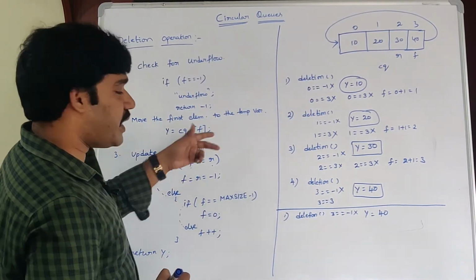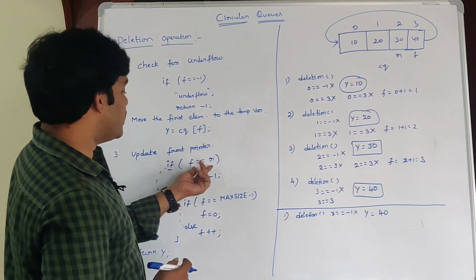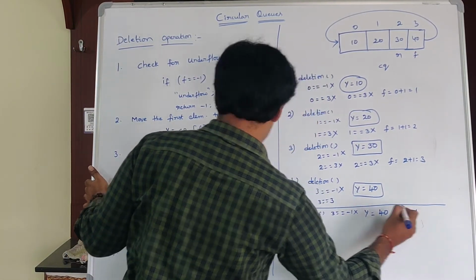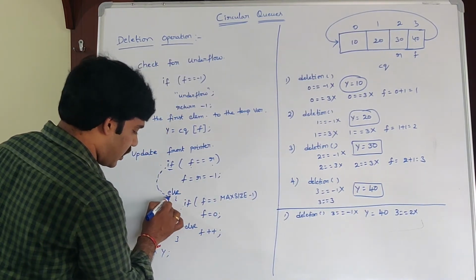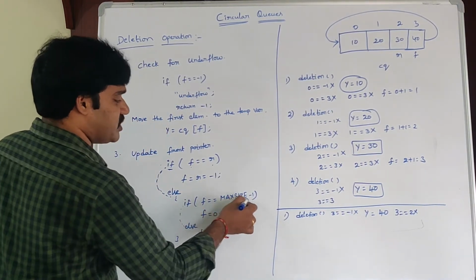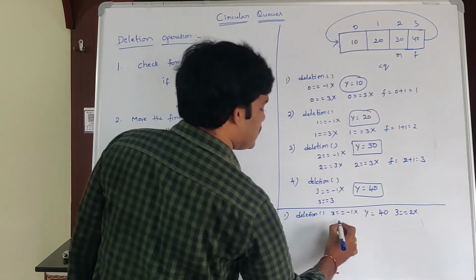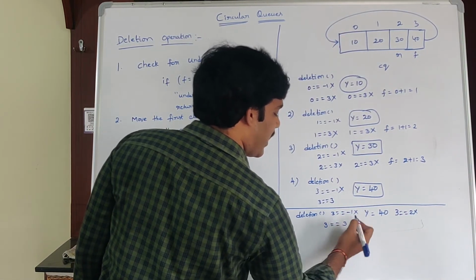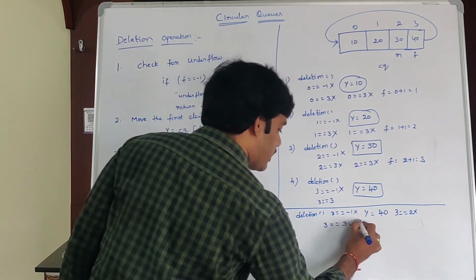Next, update the front pointer. How to update? Is front equal to rear? Is 3 equal to 2? No, the condition is false. So coming out of the if, go to the else block. Is f equal to max size minus 1? Yes. What is f? 3 is equal to max size minus 1. 4 minus 1 is 3. 3 double equals 3, the condition is true.